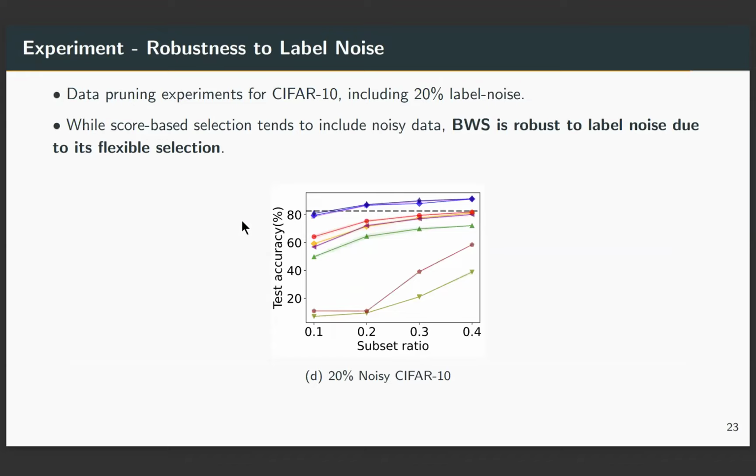In addition, BWS is also robust to label noise. We conduct a data pruning experiment for the noisy CIFAR-10 dataset, which includes 20% of random label noise. While score-based selection tends to include noisy data, BWS is robust to label noise due to its flexible selection. This is because noisy data tends to have a high score since it is difficult to be learned for the model.